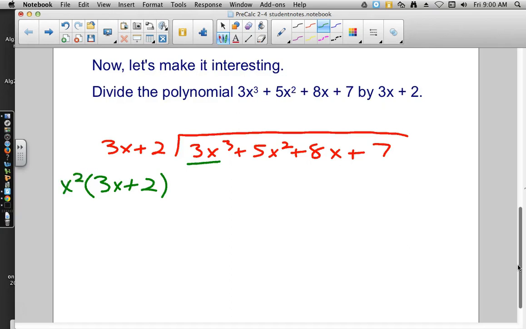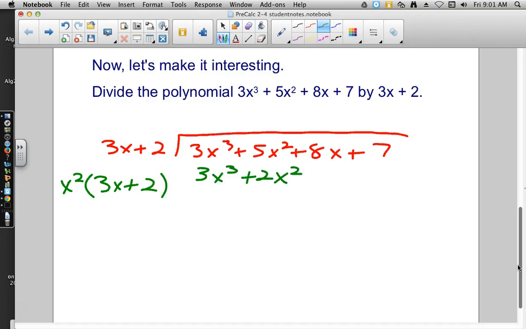But here's what we also know. In algebra, you can't just do something to part of an expression. We're going to have to multiply that by the 2 as well. We're going to have to distribute that. So over here, we now know we will have 3x cubed, and then x squared plus 2 is 2x squared.